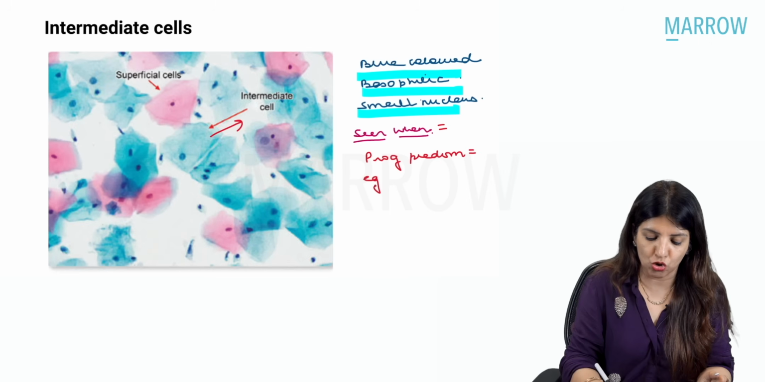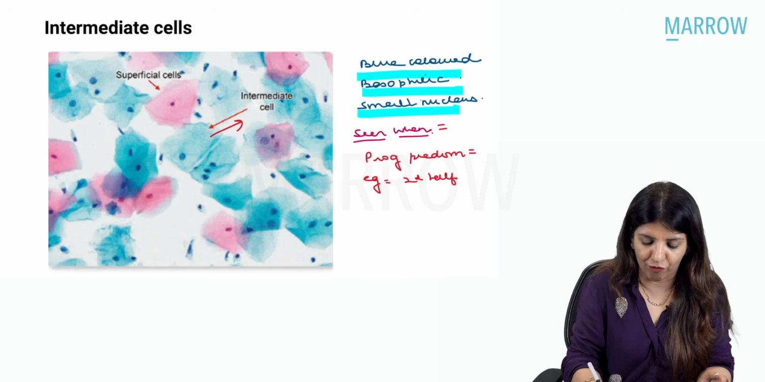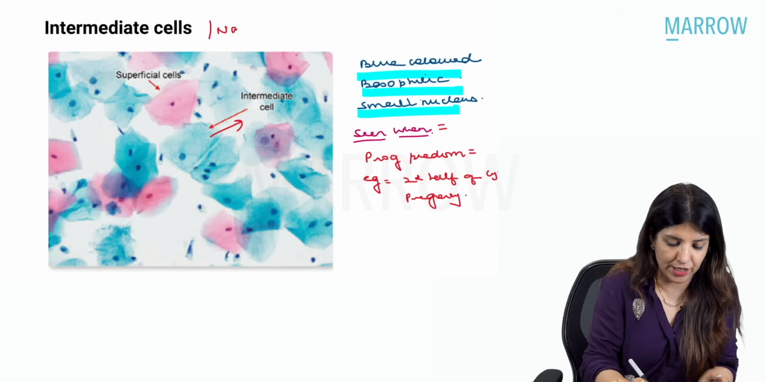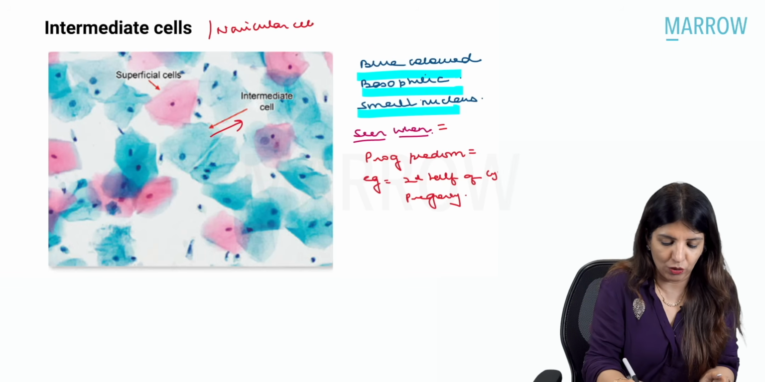Please remember, progesterone is predominant in the second half of the menstrual cycle, right? Or in case of pregnancy. The other name for intermediate cells is navicular cells.